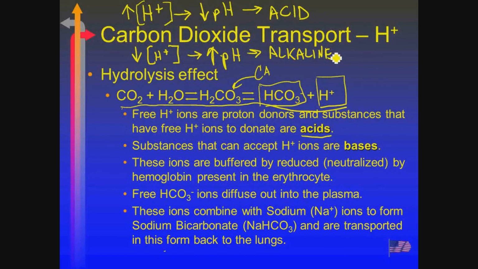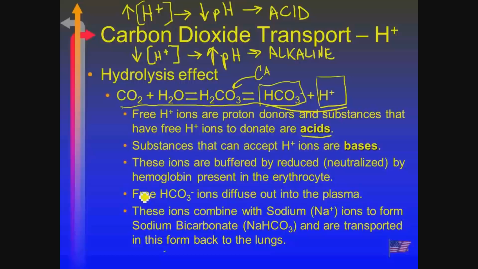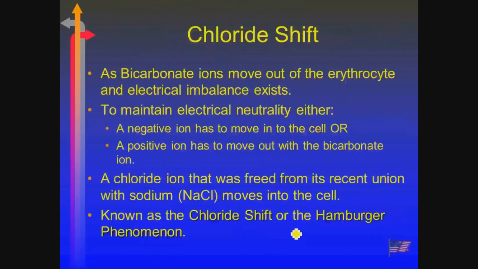Now what ends up happening is these hydrogen ions which are created, if you notice, they don't stay inside the erythrocyte. They migrate back into the bloodstream. And they join up with sodium to form sodium bicarbonate.